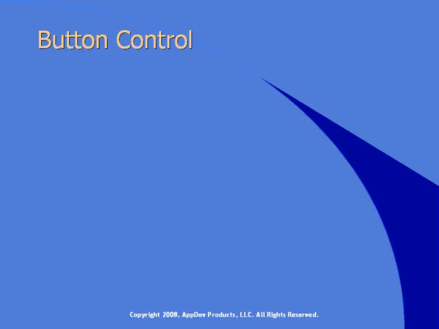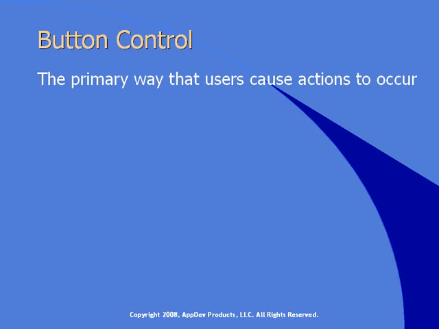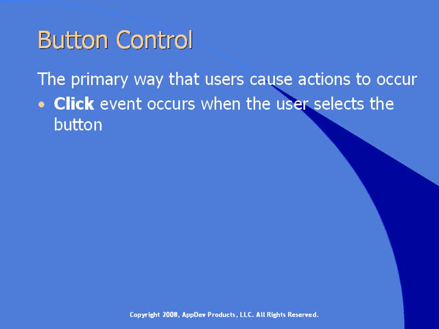So we've looked at label and text box. The third of the controls you're going to use over and over again on every single form is the button. The button control is the primary way that users cause actions to occur. And after you set the text of the button, the place you're going to write a lot of code is the click event. The click event occurs when the user selects the button. So you'll put into the click event handler the code you want to execute when the user clicks the button.